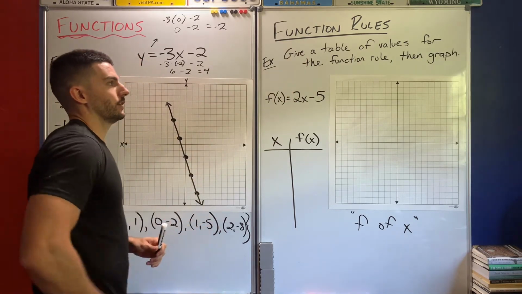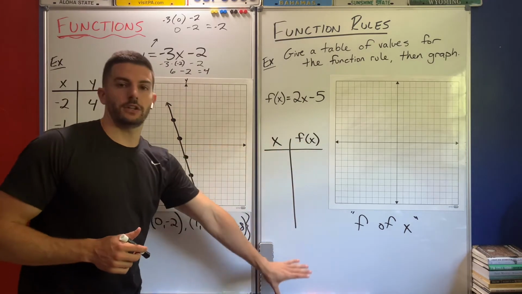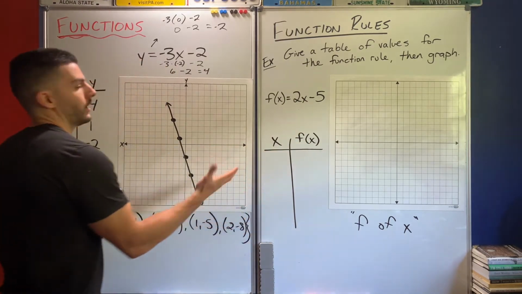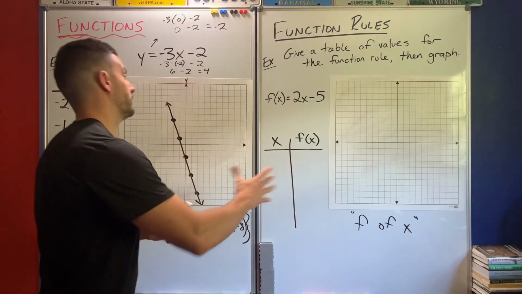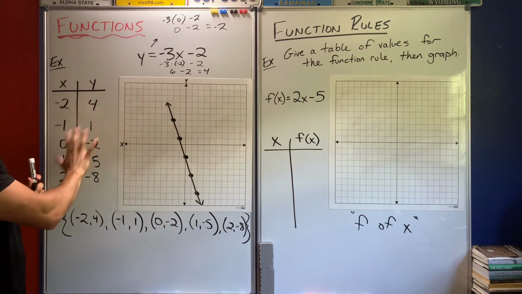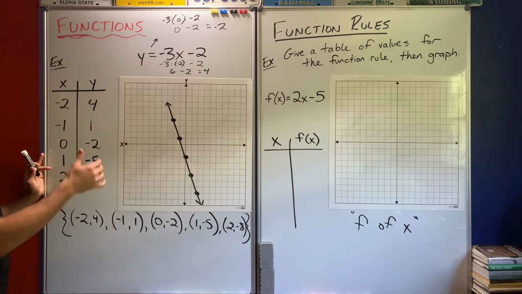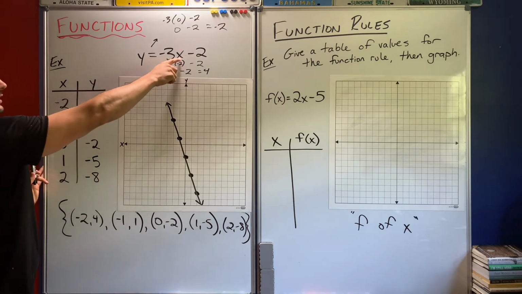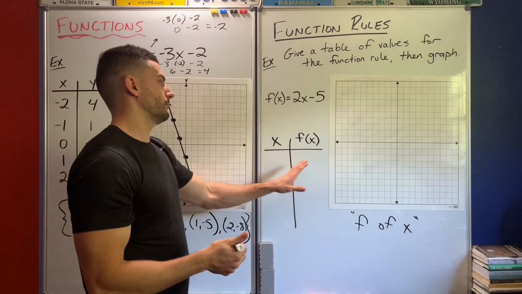Okay, so what do we have to do? We have to give a table of values for the function rule and then graph it. So first thing I have to do is fill in this table. And how do I do that? Well, I need x values, right? In this first example, I had all the table already filled in. But what I would normally do is have a set of x values, and I would substitute those into the equation, and then find the y answers as a result. And I'm going to do the same thing here.